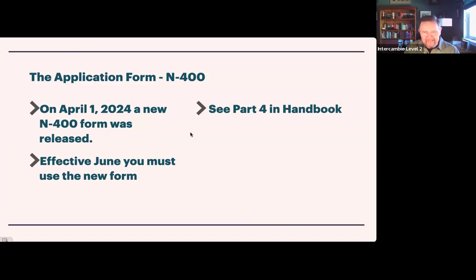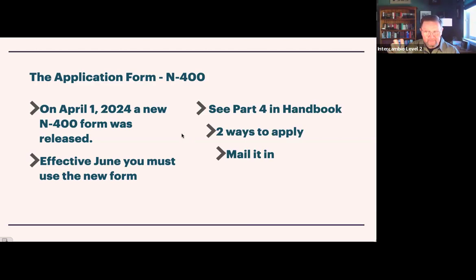Part 4 of the handbook goes into quite a bit of detail about how to submit the form, and we'll go into that now. There are 2 ways to apply. You can mail it in. You can fill out the form either by hand or type it in.